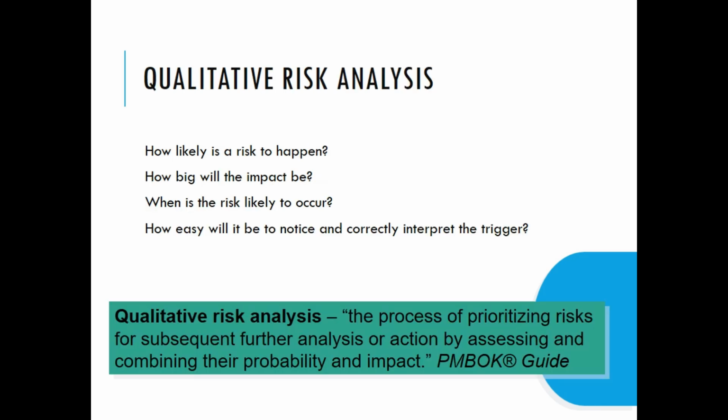Qualitative analysis of the risk talks about how likely a risk is to happen, the frequency of occurrence of a risk. How big will the impact be? Is it a major risk, a minor risk, or a medium risk? When is the risk likely to occur? What are the conditions at which the risk will occur? How easy will it be to notice, correct, and interpret the trigger?